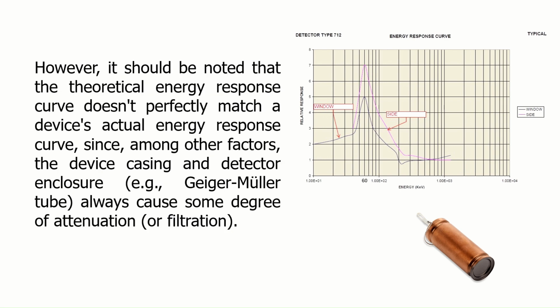However, it should be noted that the theoretical energy response curve doesn't perfectly match a device's actual energy response curve. Among other factors, the device casing and detector enclosure, like the walls of the Geiger-Müller tube, always cause some degree of attenuation or filtration.